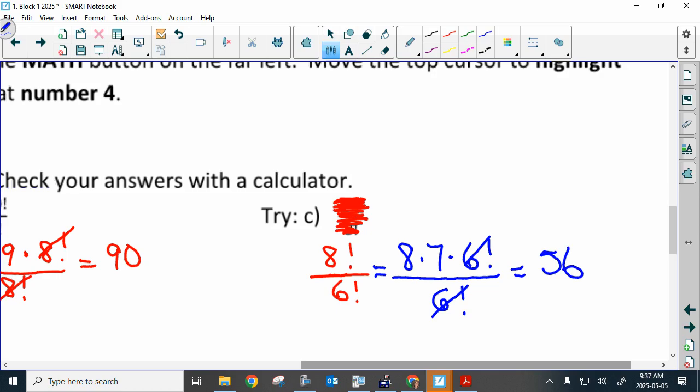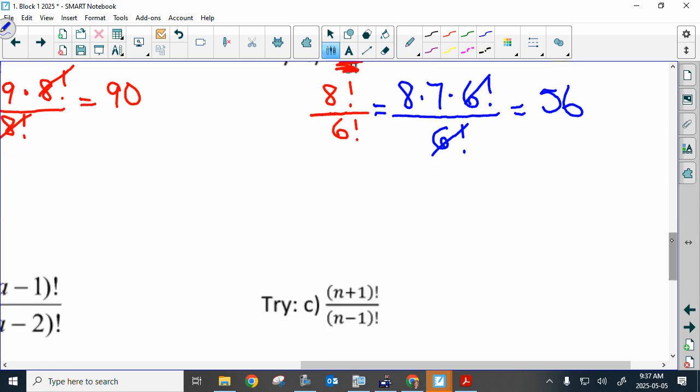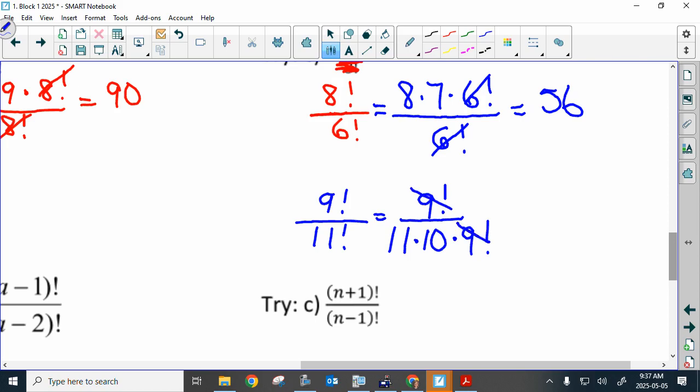Okay, now check this one out. I'm just going to put it below. If I had 9 factorial over 11 factorial. So the bigger number is actually on the bottom. How would we manage this? We still expand the bottom. Leave the 9 factorial alone. This is 11 times 10 times 9 factorial. 9 factorial divides 9 factorial to make 1. So we end up with 1 over 110. 11 times 10 is 110. And then we would just have the 1 on the top. You expand the bigger expression.